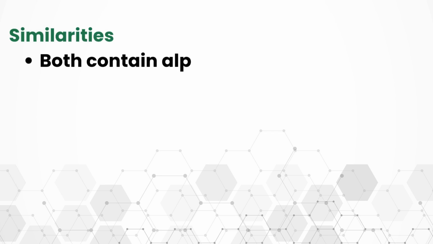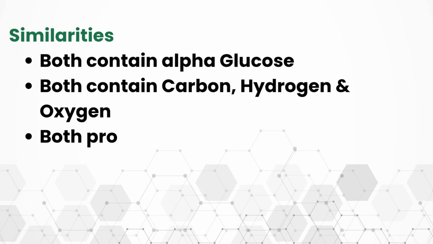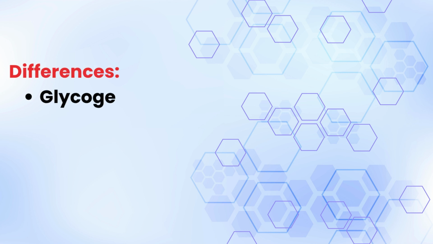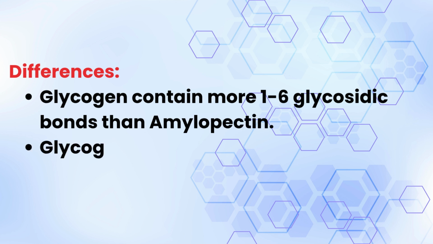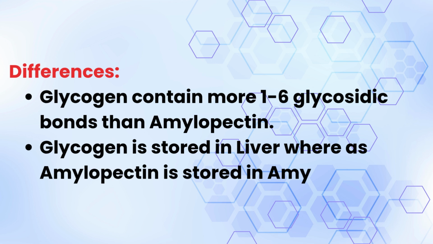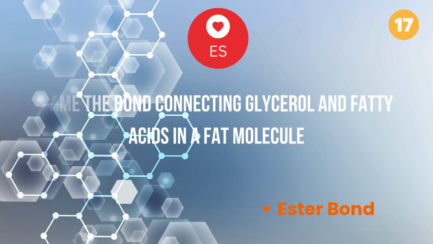Similarities. Both contain alpha-glucose. Both contain carbon, hydrogen and oxygen. Both provide energy. Differences. Glycogen contains more 1-6 glycosidic bonds than amylopectin. Glycogen is stored in liver whereas amylopectin is stored in amyloplast. Name the bond connecting glycerol and fatty acids in a fat molecule.